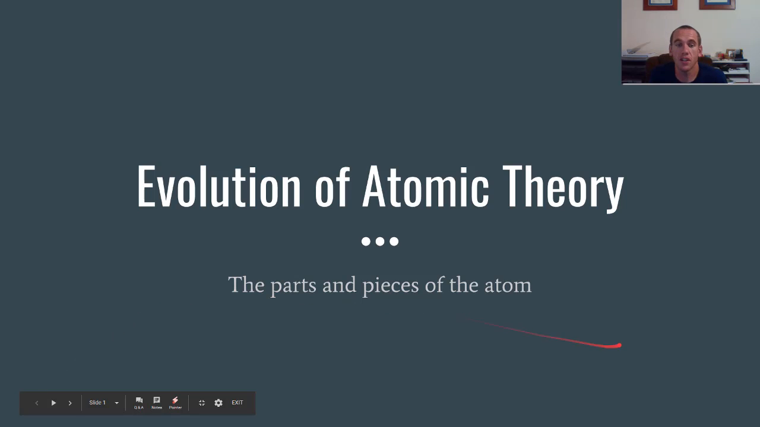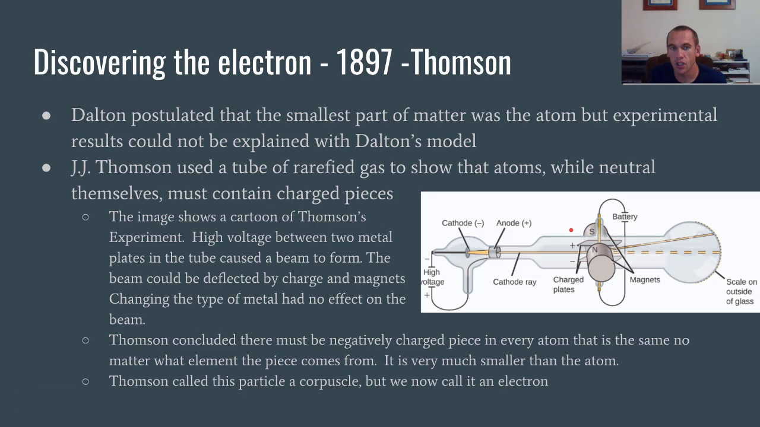In this lesson, we're going to take a look at how atomic theory has changed from when Dalton first proposed it until the early part of the 1900s. We might later take a look at the more modern model of the atom, but this one will get us started for our basic introductory chemistry.